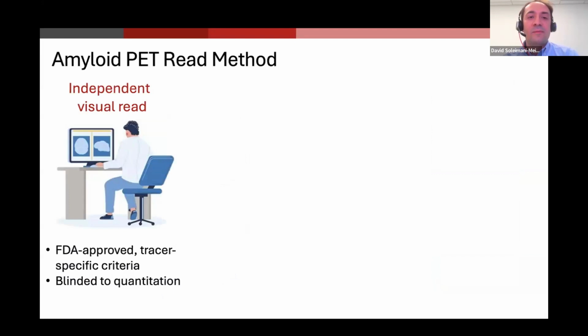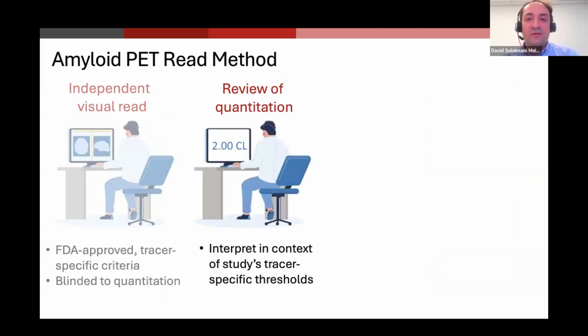In CLARiTI, we'll perform amyloid PET visual reads that incorporate centiloid quantitation. First, the reader will perform a blinded and independent visual read following tracer-specific criteria. So in the case of florbetapir and florbetaben, the tracer-specific FDA-approved visual read methods will be used. After documenting the visual read, they're presented with the centiloid quantitation for the scan, which will need to be interpreted in the context of appropriate thresholds.